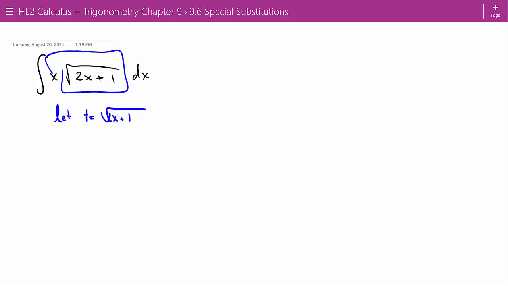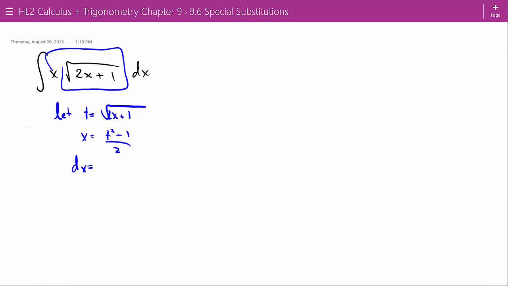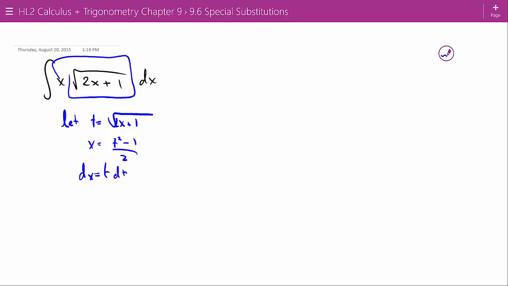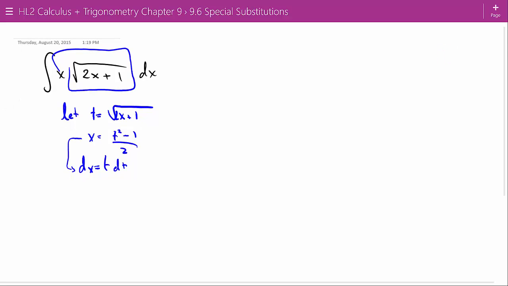We can solve this little equation for x. We get that x is equal to t squared minus 1 over 2. And using that, we know that dx is equal to t dt. These two pieces, we will need to replace the x and the dx. So let's do that. Let's see what this becomes. So integral of x, t squared minus 1 over 2, times the radical, which I defined to be t, times dx, which is t dt.